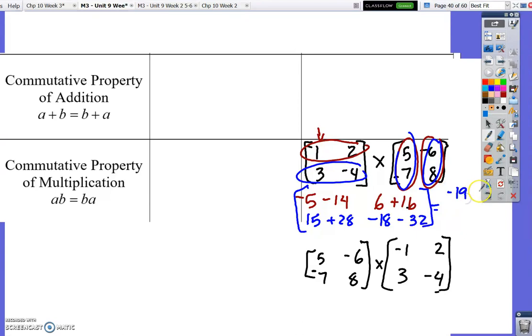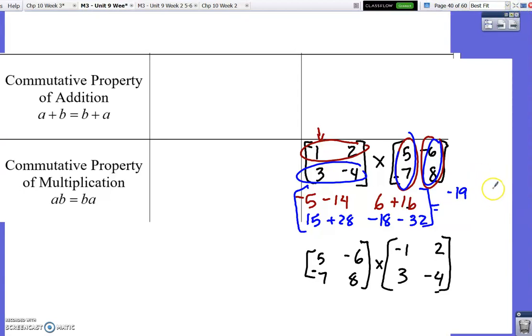And that becomes negative 19, 22, 30 plus 13, which is 33, and negative 50. Please double check that I did that right by using a calculator to back that up, and then try this one and see if it's the same.